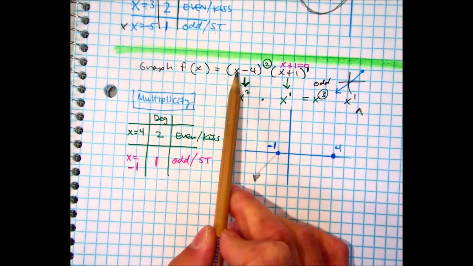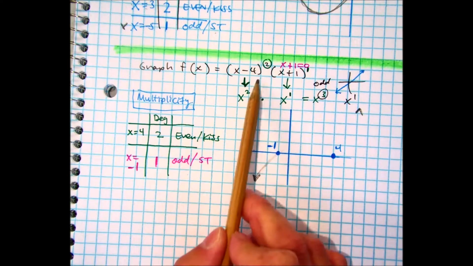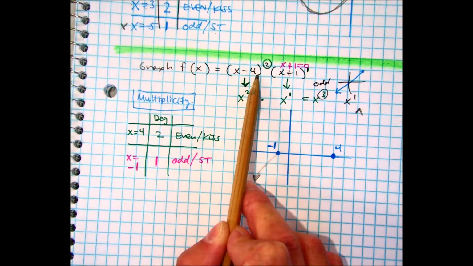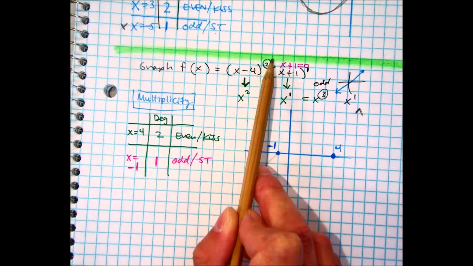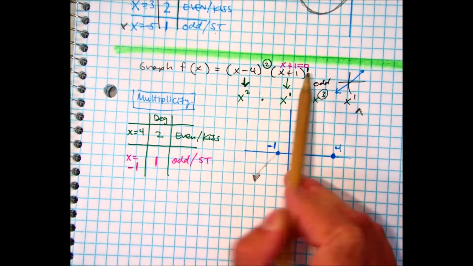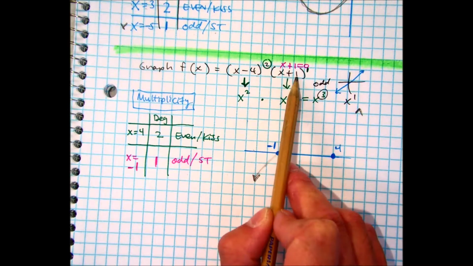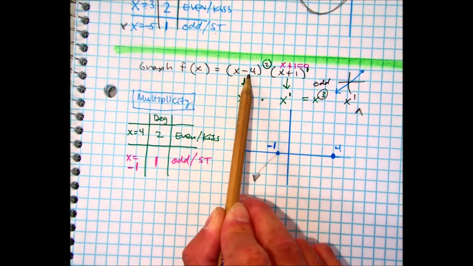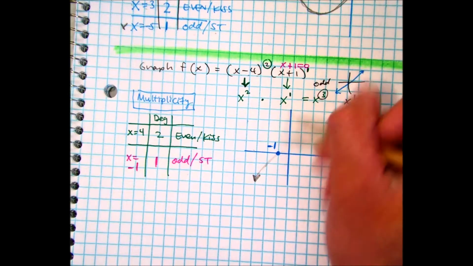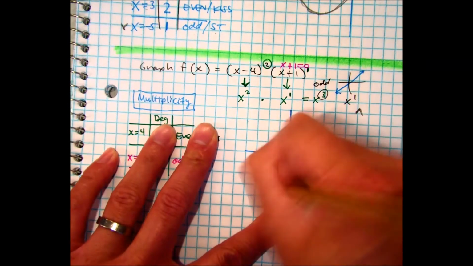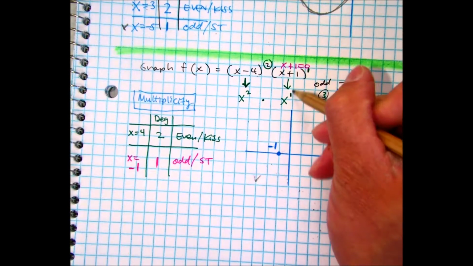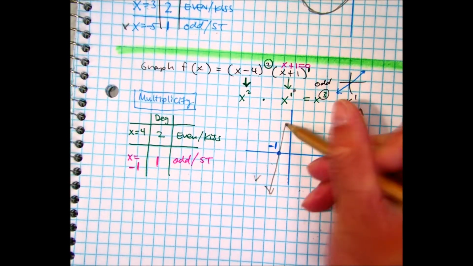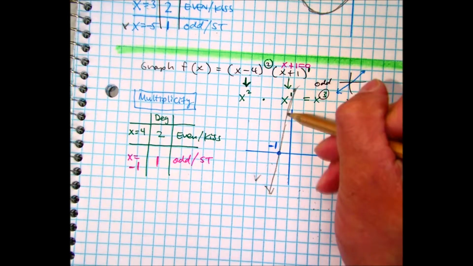And you can also find your y-intercept if you wanted another point. So 0. 0 minus 4 is? Negative 4. Negative 4 squared, 16. And then 0 plus 1 is 1. 1 to the first power, and 1 times 16. So this graph actually goes way up there. So, I don't know, put something way up there. That's what's happening.